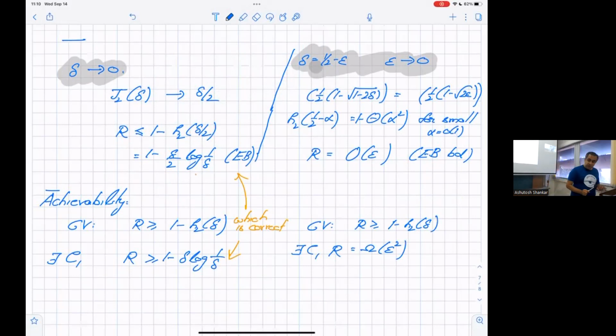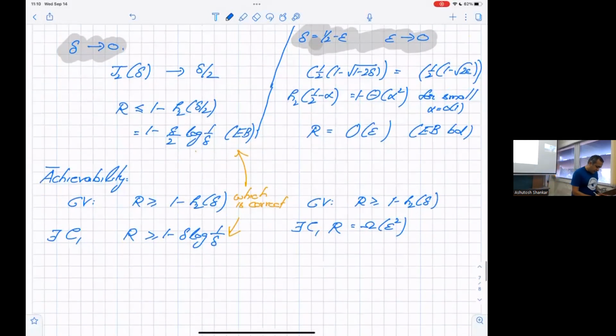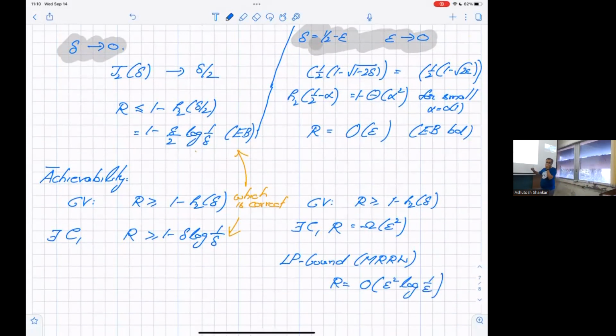Therefore, what is known is actually the answer seems to be closer to this. There is an improvement called the LP bound, linear programming bound, due to MRRW, which shows that R is actually order epsilon square. It doesn't get you exactly this. It gets you epsilon square log 1 over epsilon. So it adds a slightly longer quantity to this. This is the close to the half regime.